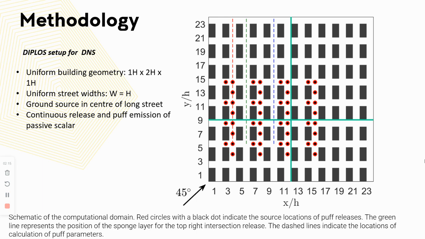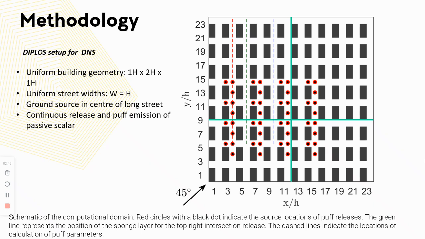Each of these sources emitted 3 puffs. The first puff was released, and when it left the array, it started again. So in the end, we have 48 puffs for each source location. It was a DNS, so no numerical model for turbulence. The wind direction was 45 degrees.